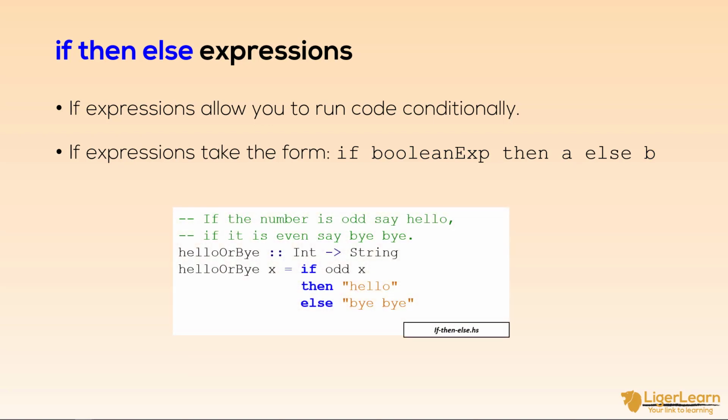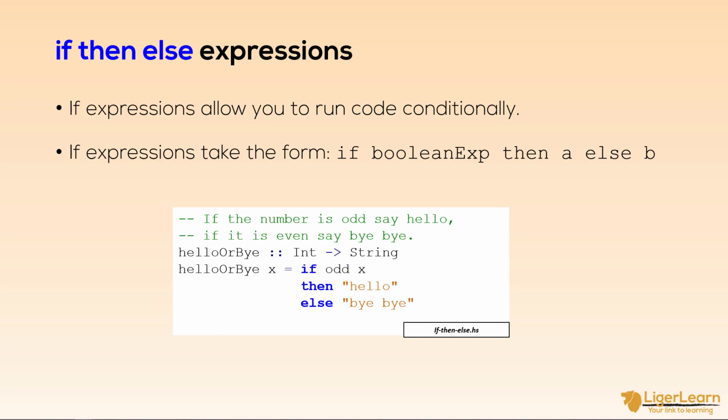This function takes in an int, and if it is odd, we return the string hello, and if it is even, we return the string bye-bye. So the type signature is defined that we take an int and return a string. And the body of the function is defined so that if the call to odd x returns true, then it returns hello, and otherwise it returns bye-bye. Odd is an inbuilt function which returns true if the number is odd.